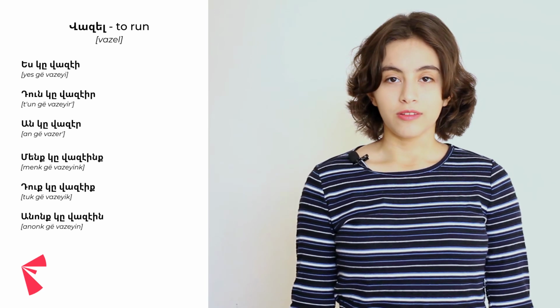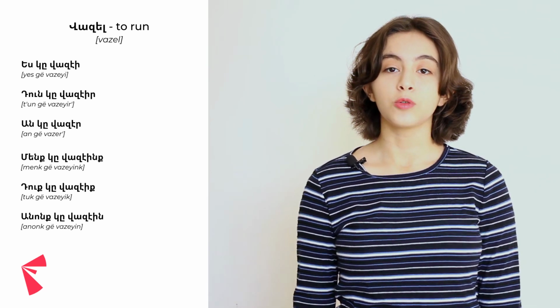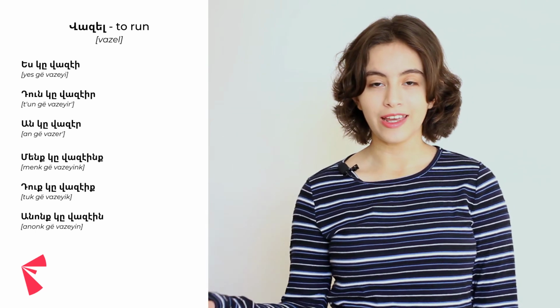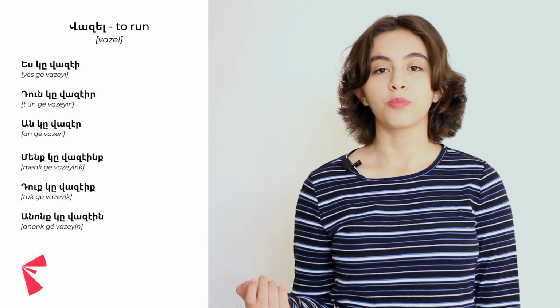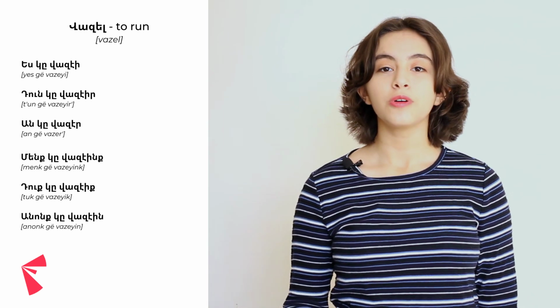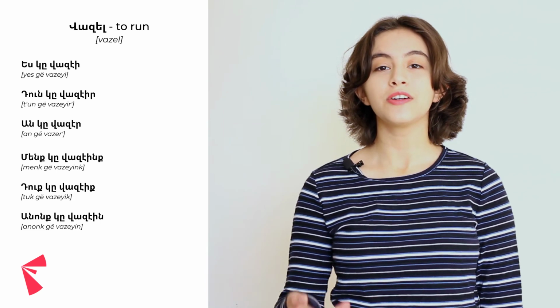Let's look at some examples together. Vazel means to run. I was running would be yes gvazei. Like in the present tense, we have g, which is followed by the conjugated form of the verb, which in this case, the root form of vazel is vaz, so we removed the yel ending, and we replaced it with the proper conjugated form of the verb to be, ei. So, in the past continuous tense, we have yes gvazei.